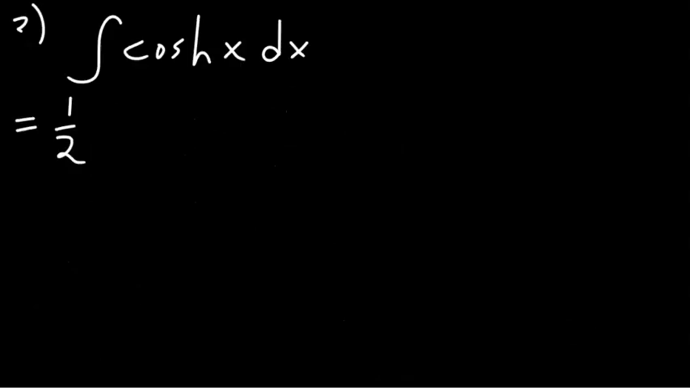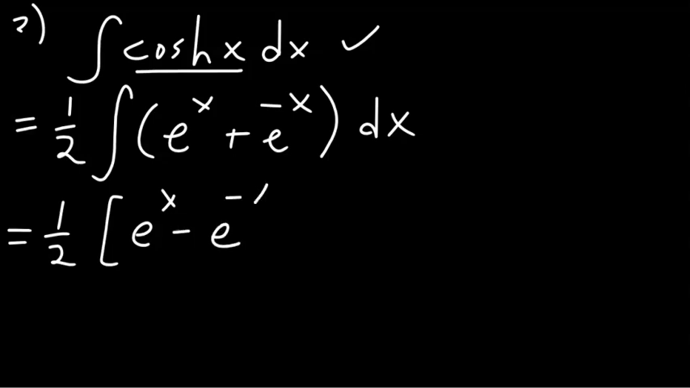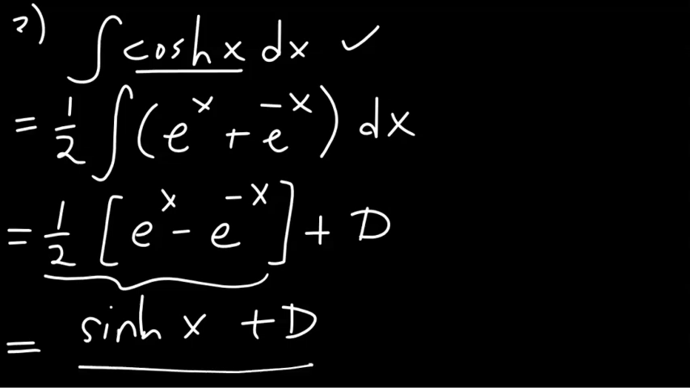and that's the final answer. Now this integral, we can use the same technique to solve. The definition of hyperbolic cosine of x in terms of exponential function is half e to the power x plus e to the power minus x dx. So integrating e to the power x will give you e to the power x. Integrating e to the power minus x will give you minus e to the power minus x plus an integration constant, let's call it d. And this is just hyperbolic sine of x plus integration constant d. And that's the full answer.